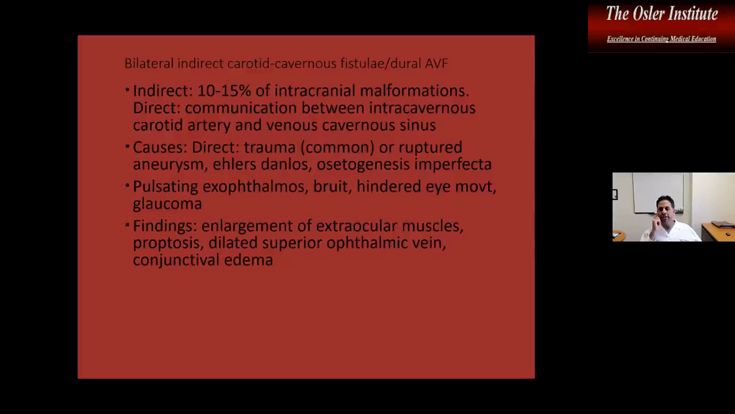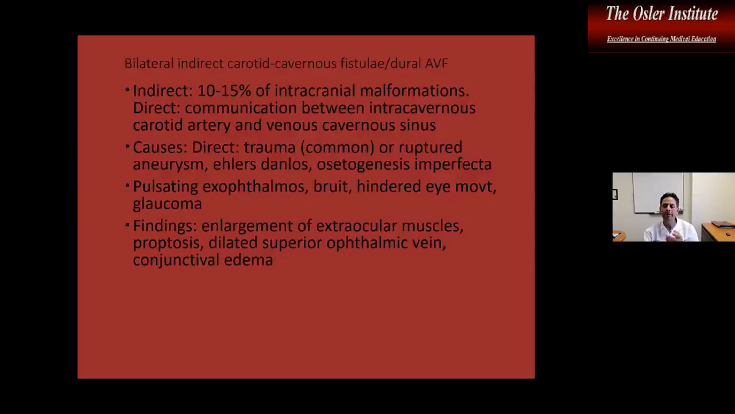And that's when you get pulsating exophthalmos, bruit, decreased eye movements, glaucoma too, but you have bigger issues than the glaucoma. Those are the ones where you'll see that huge superior ophthalmic vein like we showed in the first slides before this. You can get enlargement of the extraocular muscles, proptosis, and of course the dilated superior ophthalmic vein and conjunctival edema. So there have been a couple of patients I've seen who were admitted for orbital cellulitis because they had all this chemosis and decreased extraocular movements.